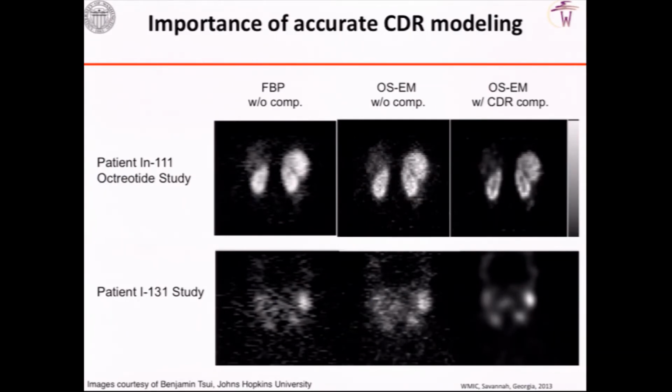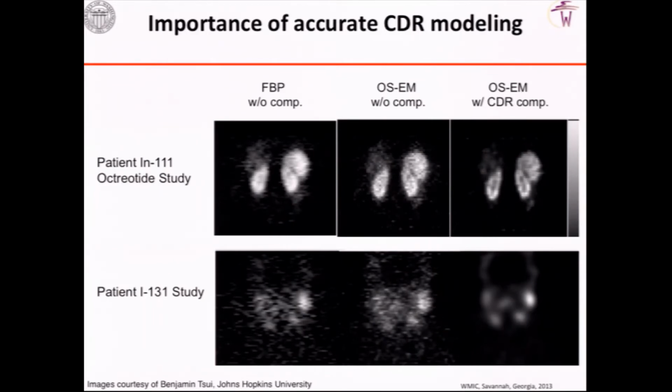The top one is a patient with an indium-111 octreotide study. The first image on the left is with just filtered back projection. The second picture is with OSEM, but without any type of detector modeling of the system. And in the final image, you're actually modeling the collimator detector response function. You can see the stark improvement in the image there.